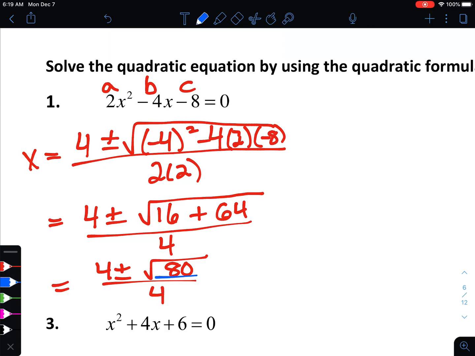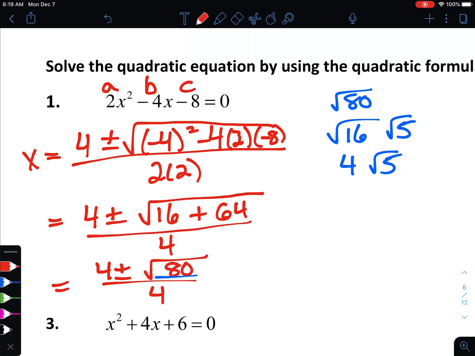Okay, so now let's go ahead and simplify this square root of 80. I'll do that over here. The square root of 80 can be rewritten as the square root of 16 times the square root of 5, where the square root of 16 is 4 and the square root of 5 we'll have to leave. So now we'll continue to solve our answer. We're going to have 4 plus and minus 4 square root of 5, all over 4.